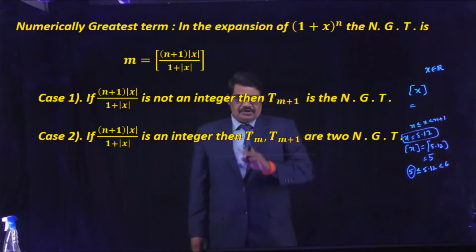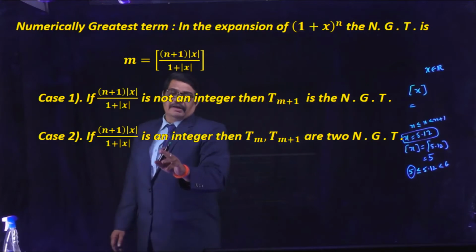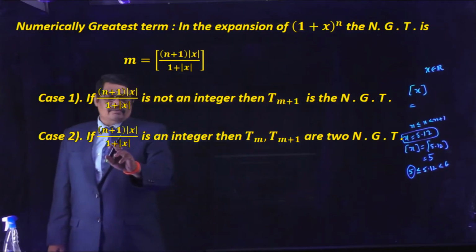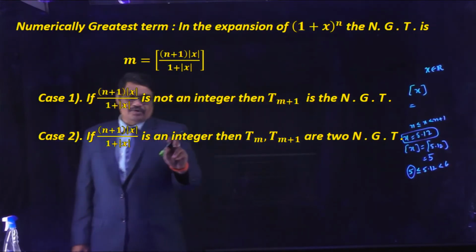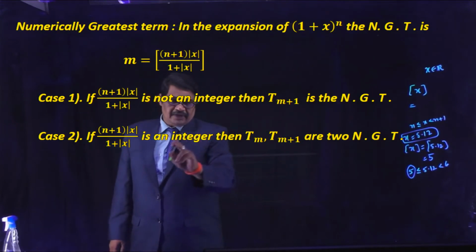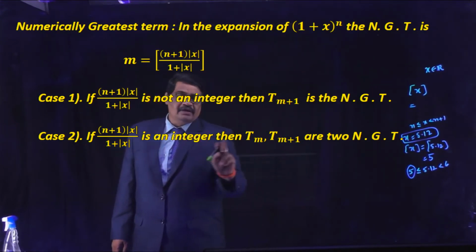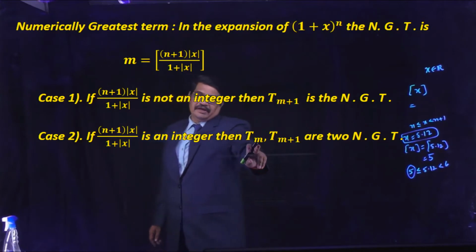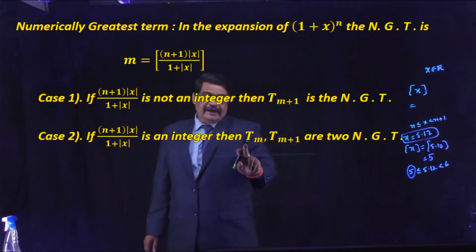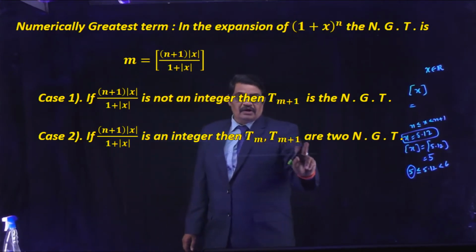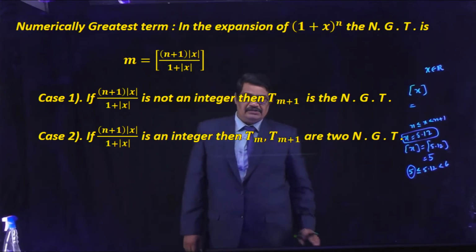The second case: if (n+1)|x|/(1+|x|) is an integer, we are getting this value as an integer, then we get two numerically greatest terms. Those are t_m and t_{m+1}, the two numerically greatest terms.